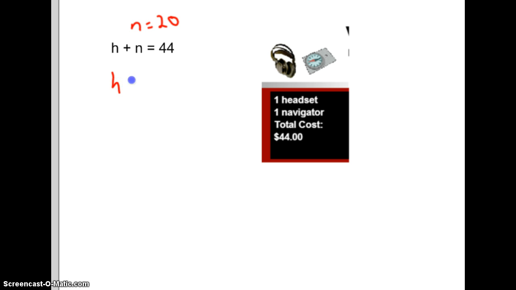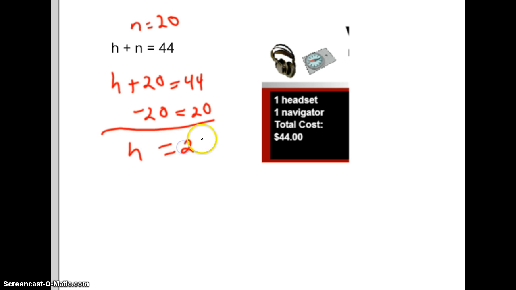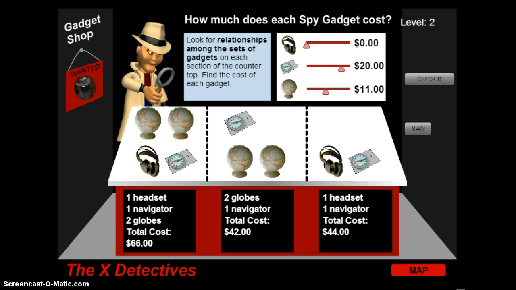So the headset plus the 20 will equal $44. If I subtract 20 from both sides, the headset should equal $24. So hopefully I've done my math correctly on it, and we'll enter $24, and we'll see. Awesome.